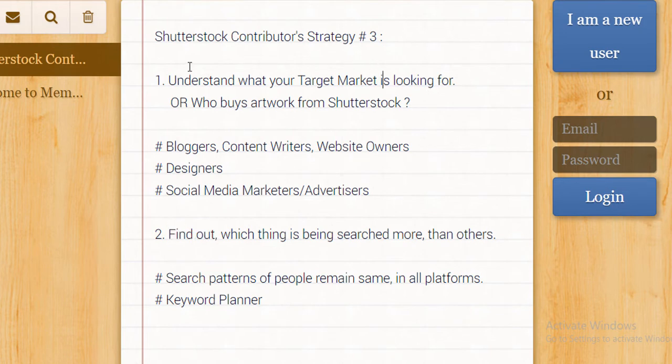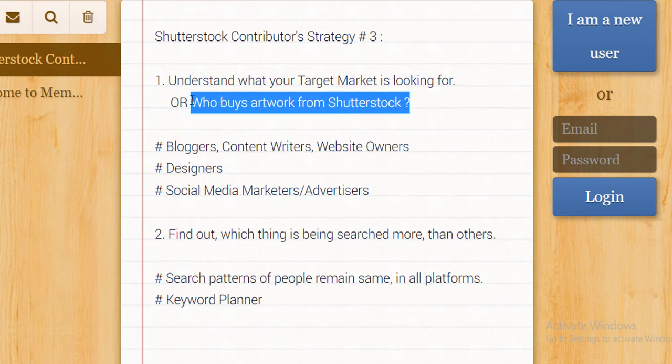Okay, so the first part is to understand who is buying artwork from Shutterstock. Okay, who buys stuff from Shutterstock. Once you understand who they are, what they are looking for, what exactly they need, then you will make better decisions in terms of what sort of designs you are uploading and what sort of choices you are making. Okay, so let's get over with who is buying artwork from Shutterstock.